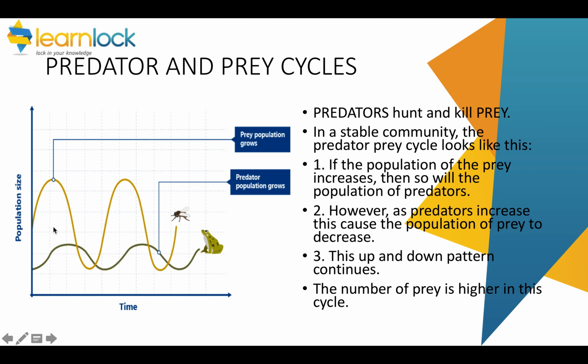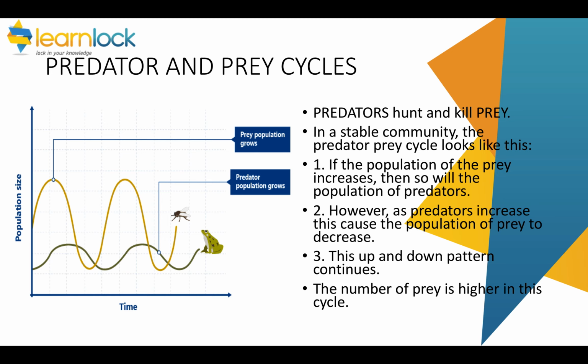If we start at the beginning, if the population of the prey increases, so the number of flies increases, then so will the number of predators, the number of frogs. Now, not straight away, you can see it's a little bit out of sync, and that's because it takes time for them to respond. Because there's so many flies, there's going to then be an increase in the number of frogs because they've got more to eat. However, as they start to then increase, the number of prey will start to go down. There's going to be then less flies because they're all being eaten. And this then means the number of predators will start to go down.